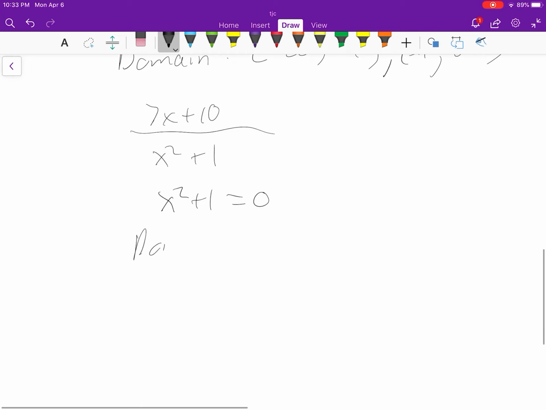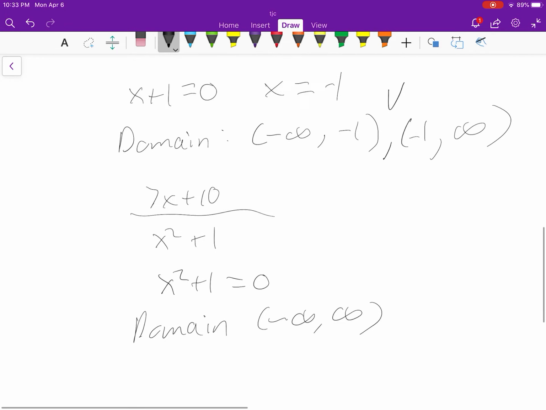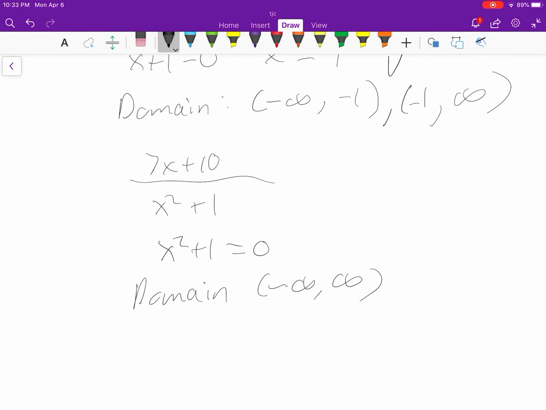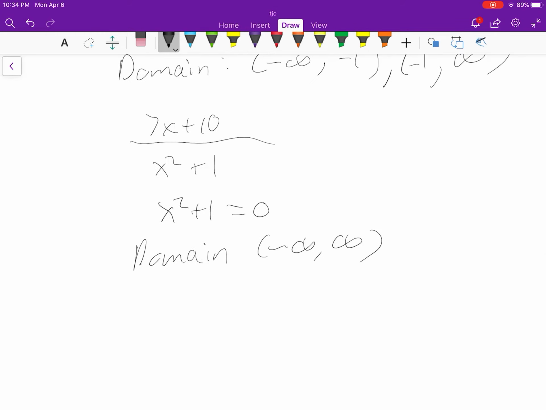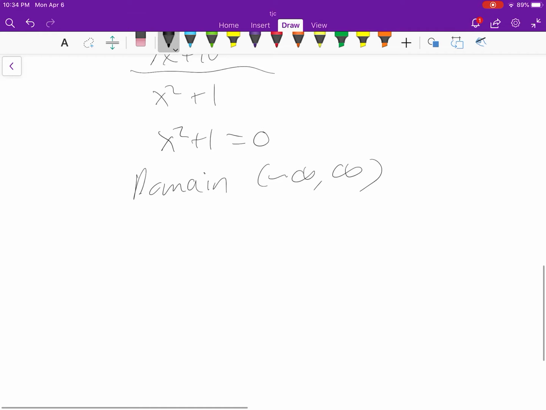So the domain of this guy would be all reals, because there's no real number that makes x squared plus 1 equal to 0. There's no real number that can do that. Every real number, when you square it, is positive, so you're always going to get a number greater than 0, never equal to 0 in that example. So it's not to say that you expect the domain of rational functions to be broken up like this. They can be, or they could be the entire real number line.